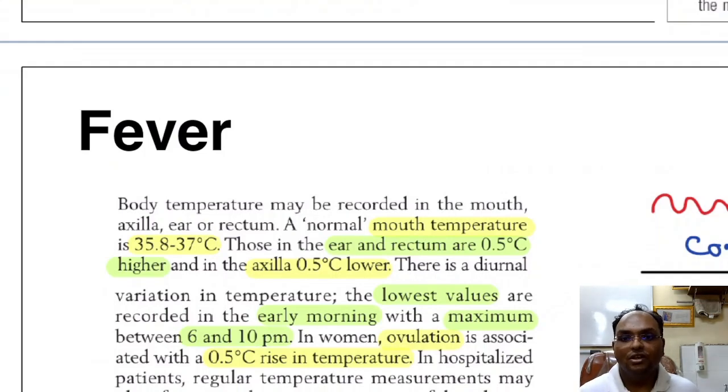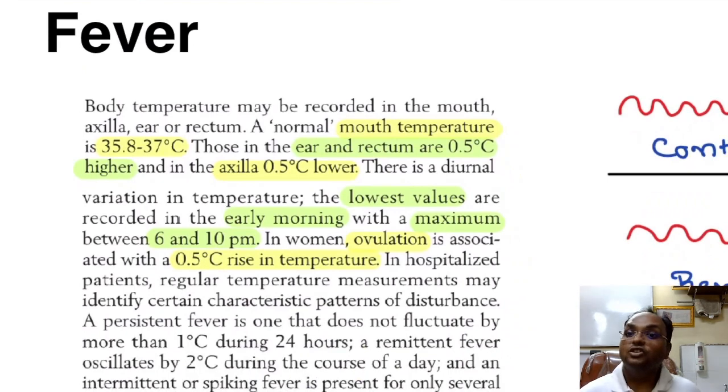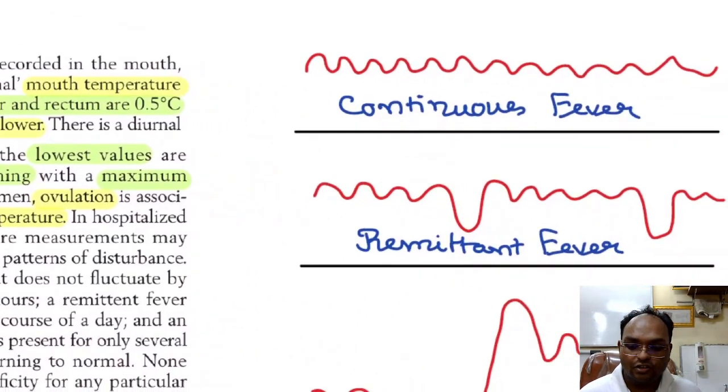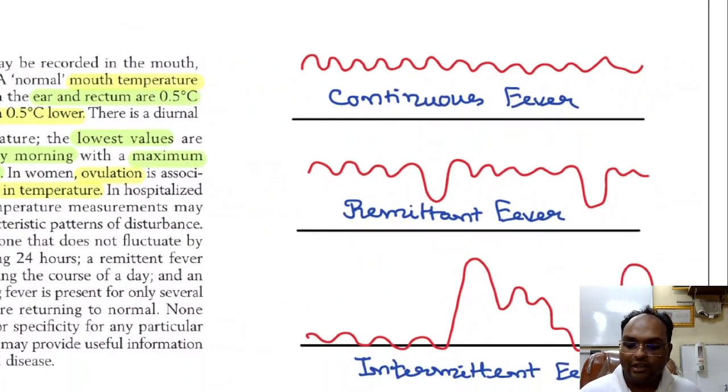than the oral temperature. And of course, the lowest values are in the morning, and maximum is recorded in the evening between 6 to 10 p.m. And of course, you can also understand that ovulation is associated with the 0.5 degrees Celsius rise during the day 13, day 15 of the ovulatory period. Three common patterns of fever which you find over here are continuous fever, remittent fever, and intermittent fever, where in intermittent fever, at some point during the day, the fever will come and touch the baseline, as occurs in most types of fevers. But in continuous and remittent fever, it never touches the baseline.